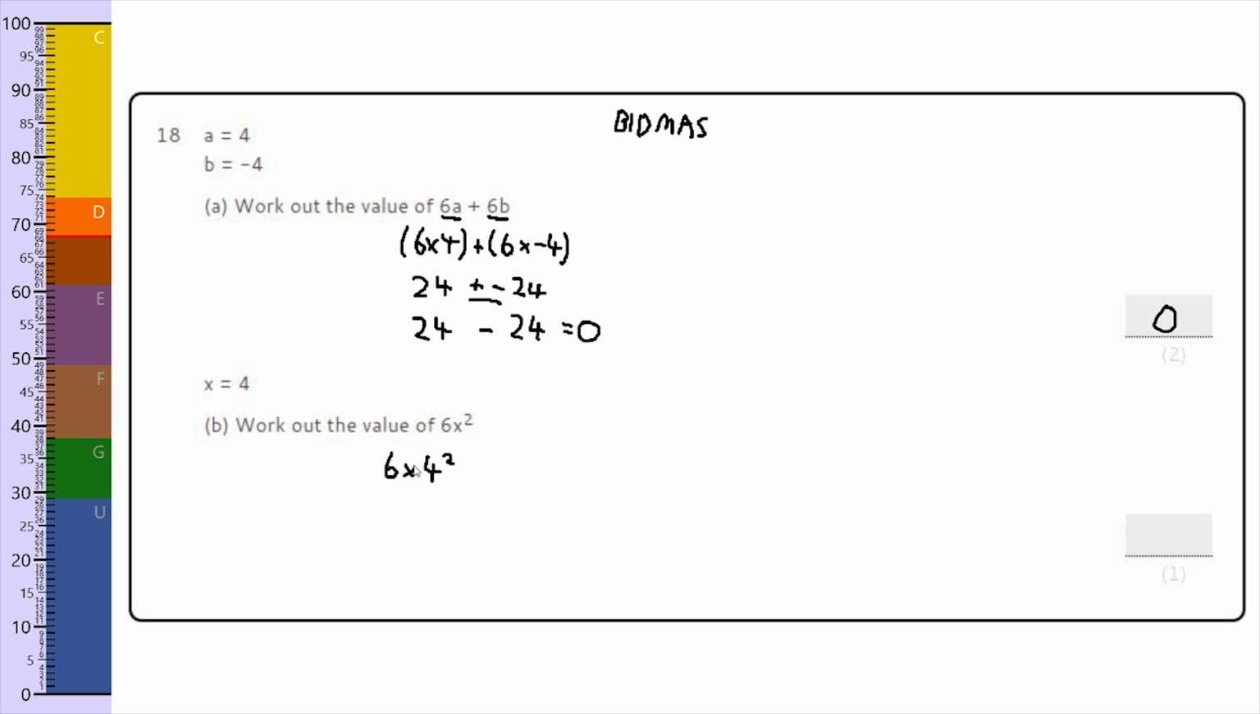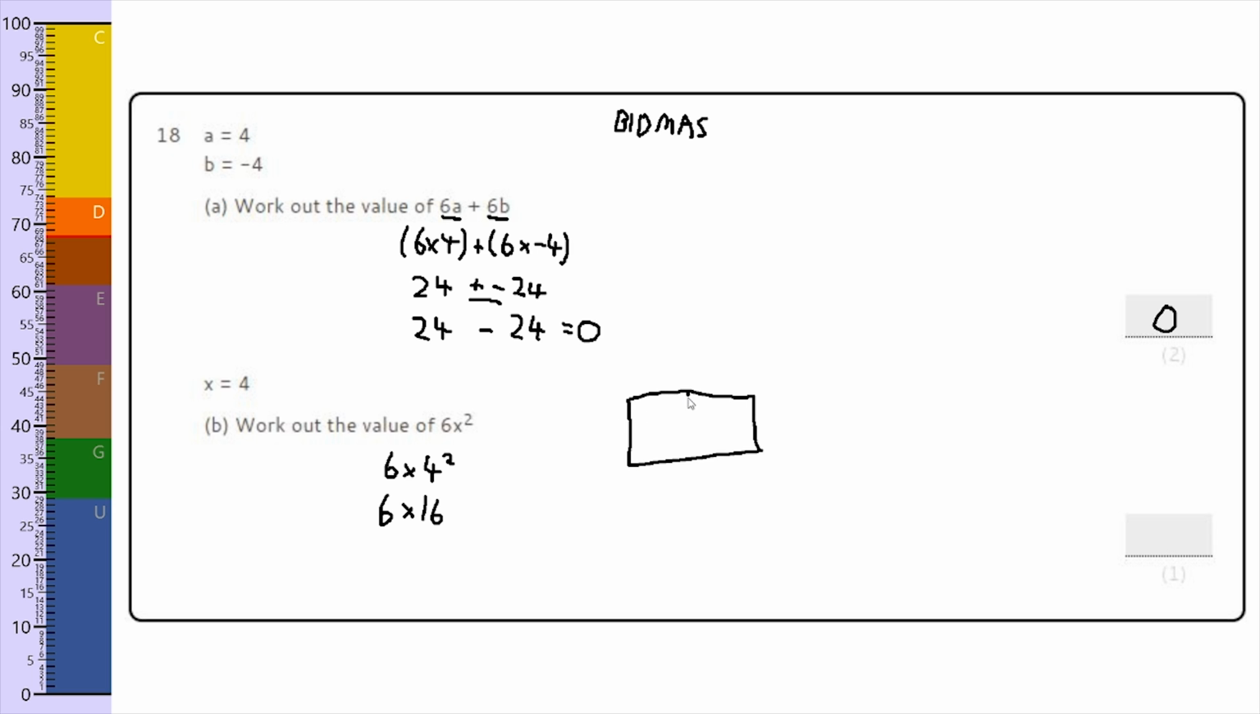Okay, and I've put the times back in because I'm making that x a number. With numbers you have to put the times sign, otherwise that's going to look like 64. Okay, now BIDMAS tells us I've got to do the 4 squared first. So 4 times 4 is 16. And now I just do 6 times 16. Now I could use the grid again, why not?